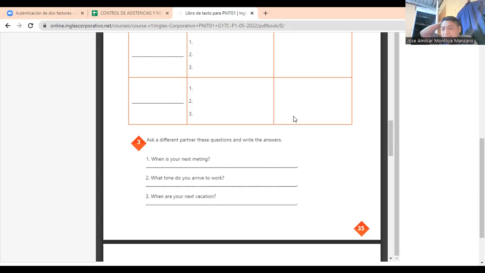She arrives to work at. No, ¿a dónde? En la tercera. La segunda. She arrives to work at. ¿A qué hora llega al trabajo? She arrives to work at. Este a las. 7. A las 7, es eso. A 7 a.m., Amilcar. 7 a.m. La mañana. Ajá, 7 a.m. Thank you. Good job.